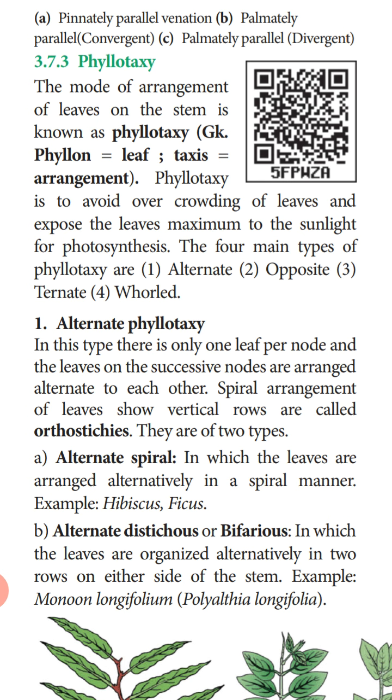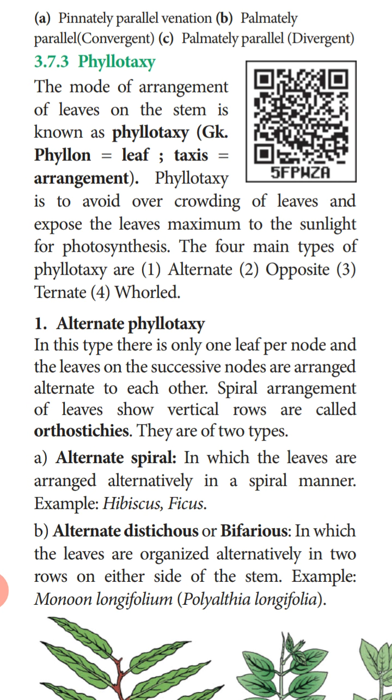If this particular arrangement is not seen in the plant, what will happen? The leaves will be overcrowded and will not be able to trap the maximum sunlight. So phyllotaxy is to avoid the overcrowding of leaves and expose the leaves maximally to the sunlight for photosynthesis. The four main types of phyllotaxy are alternate, opposite, ternate and whorl. So in plants you can find basically these four types.